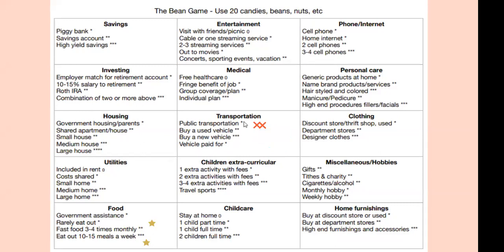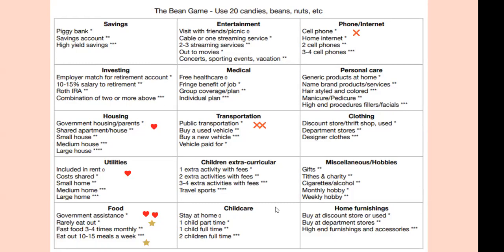So transportation would cost you 1 for public transportation. Buy a used vehicle, so Andy bought a used vehicle, so she used 2. Buy a new vehicle, or have a vehicle paid for. So there are different categories that cost you different amounts. Then they can use the stamp feature, and they only have 20. They would go through and place the stamps in the spending categories according to how much they want to spend on each level.